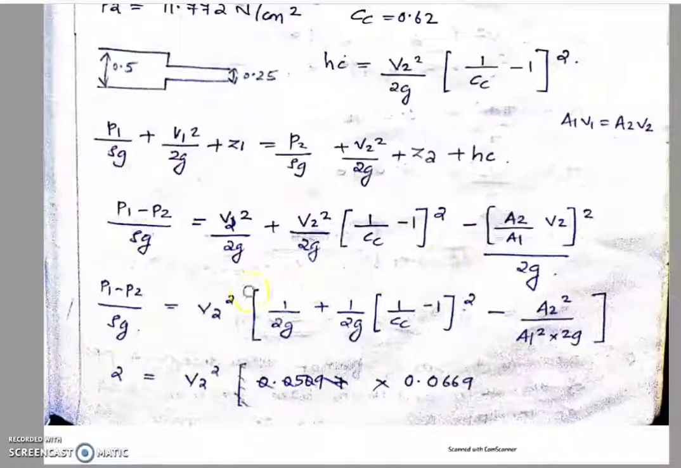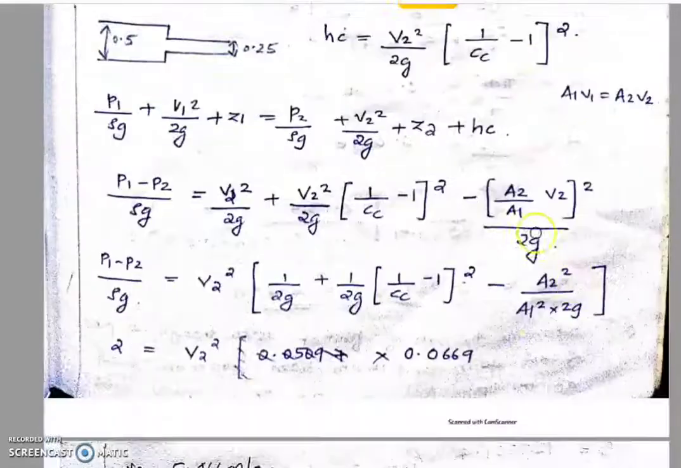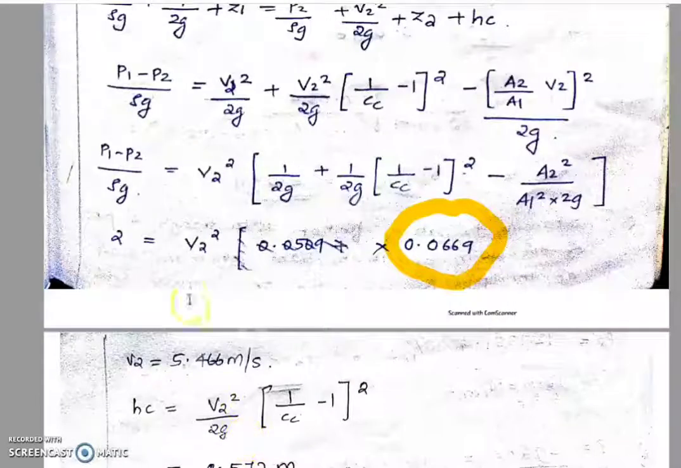And take out the common term V2 square and substitute the values given in this question in this particular portion. All the data is given here. g, you know, is 9.81. Cc is given as 0.62. And A2 and A1 you can find out with the help of the diameter, isn't it? So all the data is given. With some simple substitution, the value I got here is 0.0669. So from here I will get the value of V2.